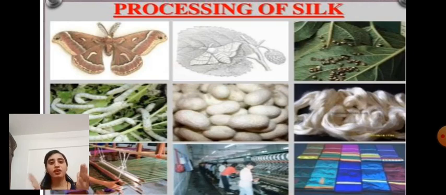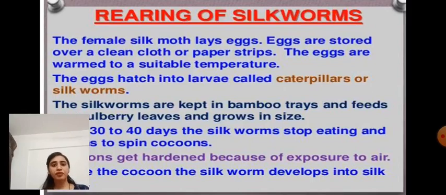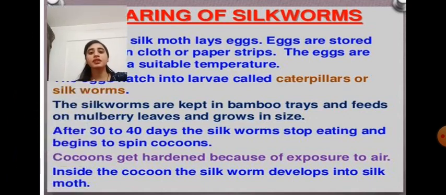When eggs hatch, the silkworm feeds on the mulberry tree. After that, it converts into cocoons, then adult silk moth. Okay, so in this, the female silk moth lays eggs. Eggs are then stored over a clean cloth or paper strip. You can see in this also, the eggs are warmed to a suitable temperature. The eggs hatch into larva called caterpillar or silkworm, and the silkworms are kept in bamboo trays and feed on mulberry leaves and grow in size.